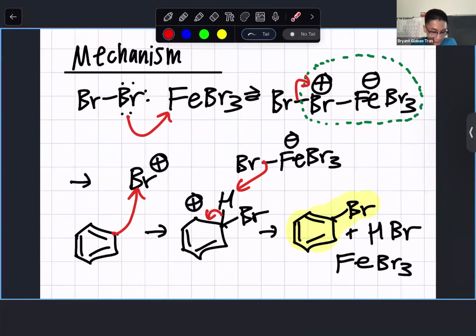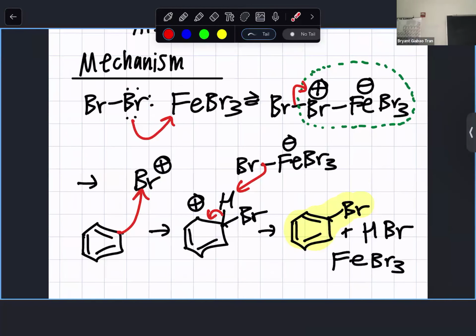Chlorination is the exact same mechanism as this, where this is Cl, Cl. Everything's the exact same. It's just replaced with Cl.